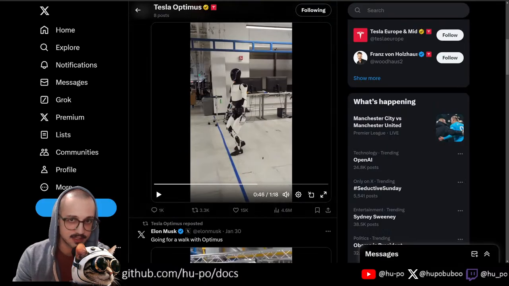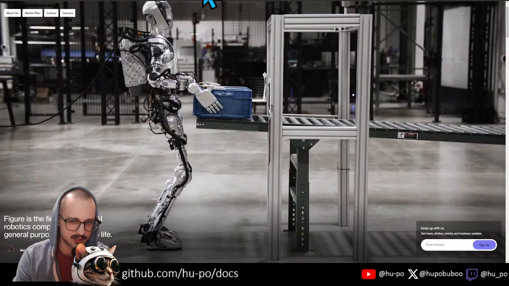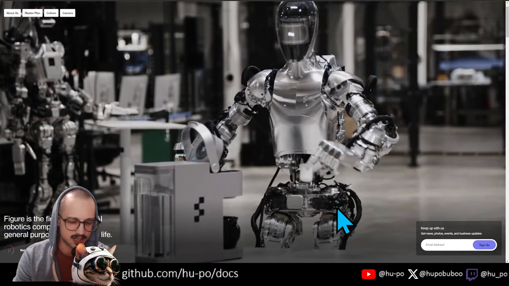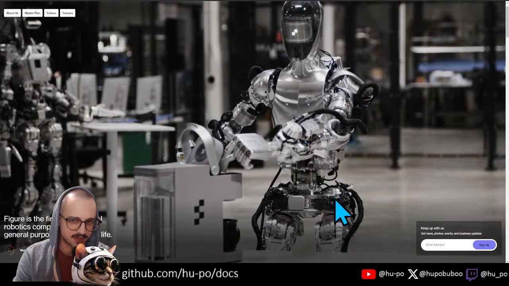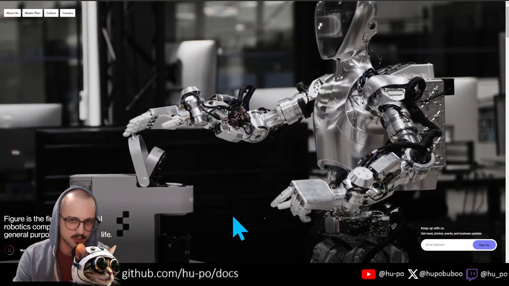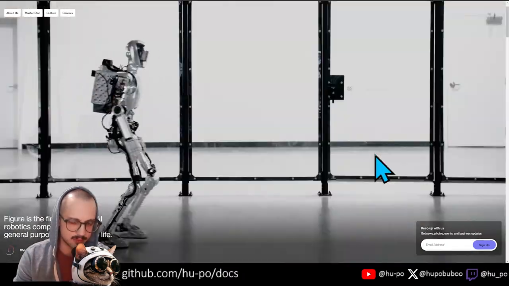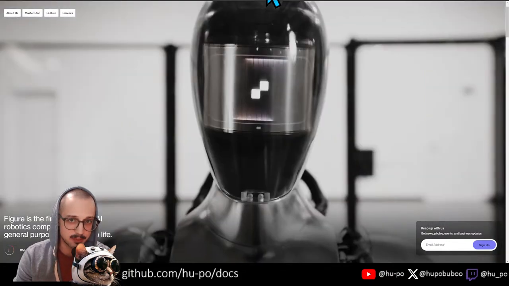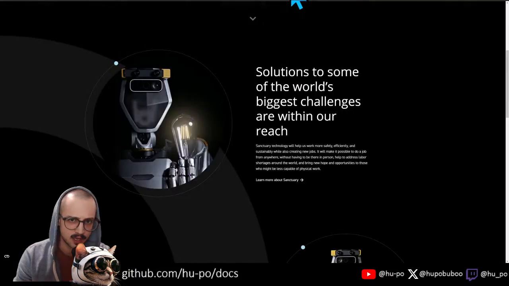I think the Tesla Optimus looks a little bit more advanced, a little bit more ready for manufacturing, a little bit more ready for production than this one. This one just looks like a research platform. They obviously just crafted this to get some money, but we'll see where they go from there.